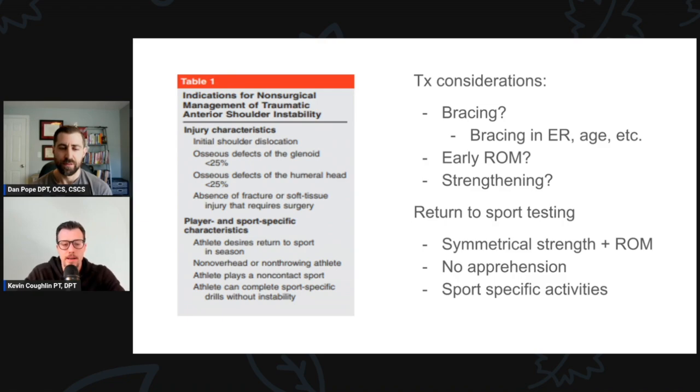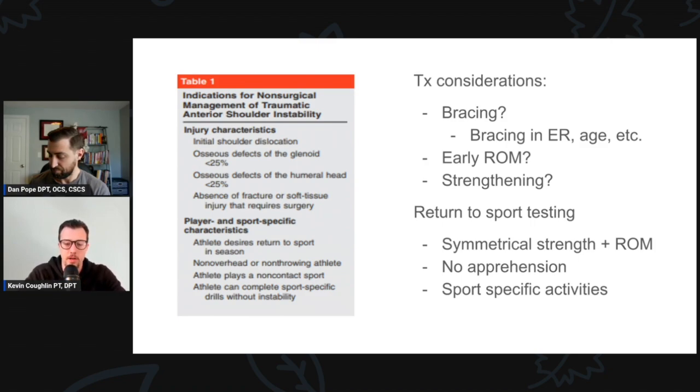If it's a non-overhead or a non-throwing athlete, and they also play a non-contact sport, so this might be something like soccer, only a few sports I think fit in that category, they could be someone that could return non-operatively, and also if they can complete sport-specific drills without instability. So I think this is where we would be in rehab, and we would be testing people and seeing as sport specific as possible at that end stage of rehab.